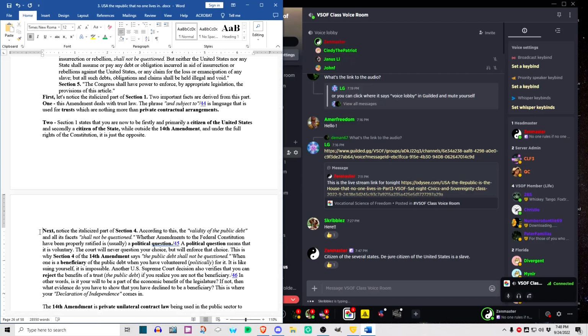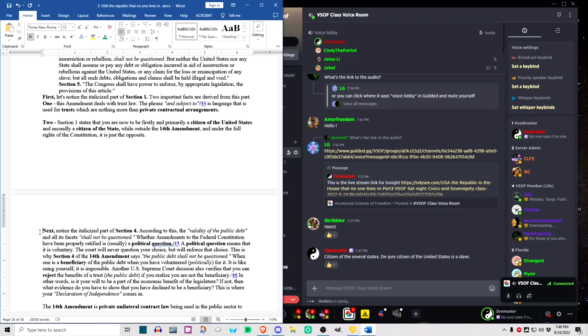Whether amendments to the federal Constitution have been properly ratified is usually a political question, and by the way, the 14th Amendment was technically never correctly ratified, just to make a point here, which has been spoken about and brought up in congressional hearings as late as the 60s, I believe. But anyway, to continue. A political question means that it is voluntary. The court will never question your choice, but will enforce that choice.